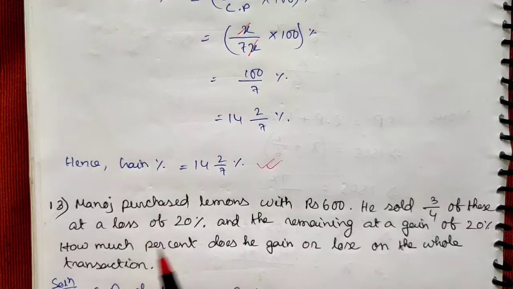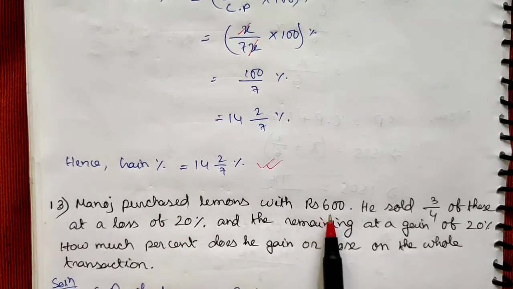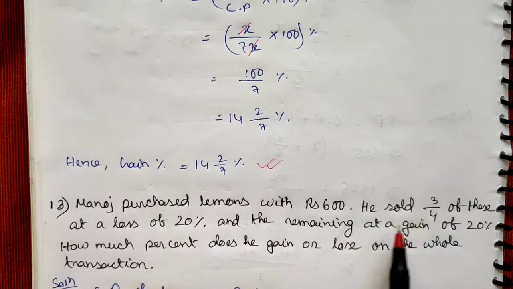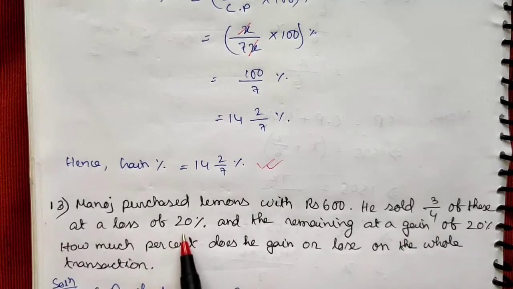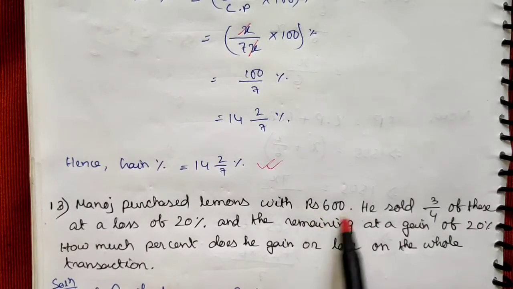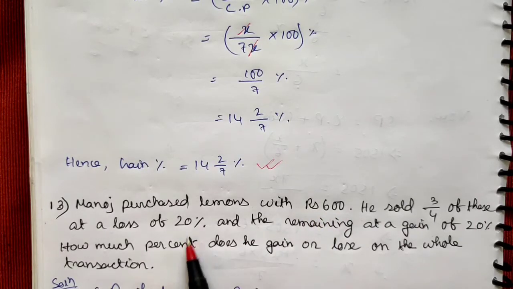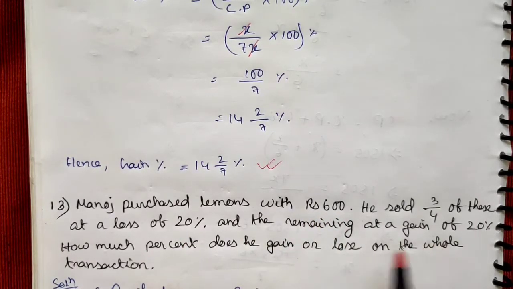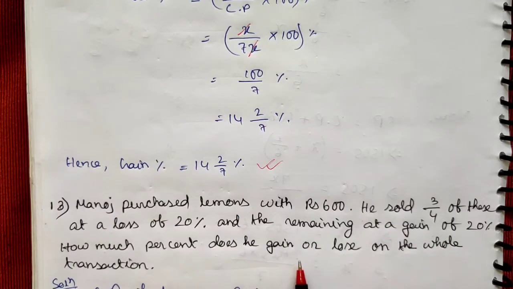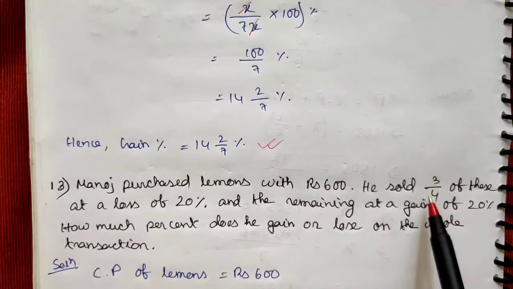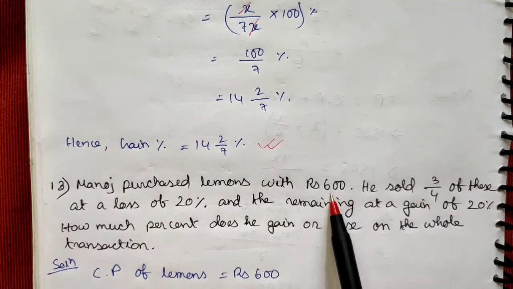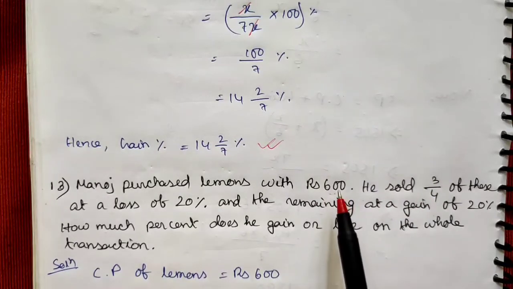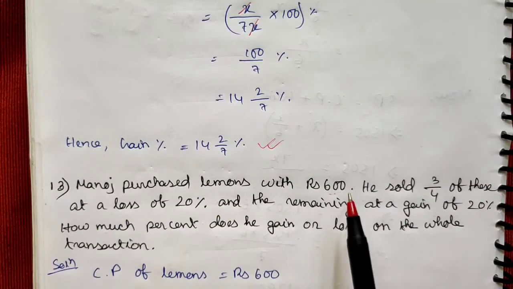Here the question is: Manoj purchased lemons with rupees 600. He sold 3/4 of this at a loss of 20%, that is 3/4th of rupees 600, and the remaining at a gain of 20%. How much does he gain or lose in the whole transaction? So first of all, we find what is 3/4th of 600. We'll find some amount.